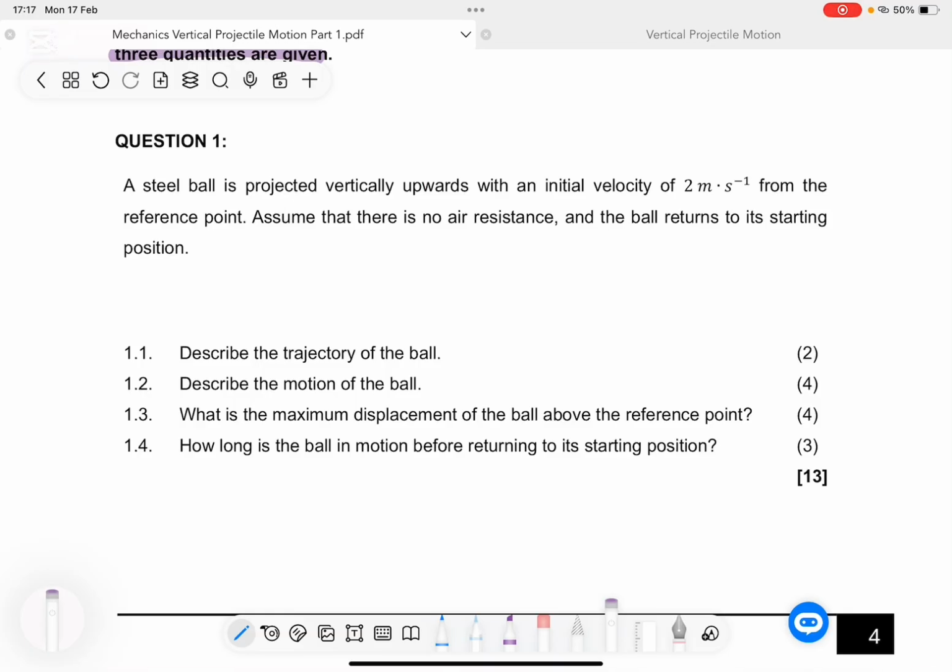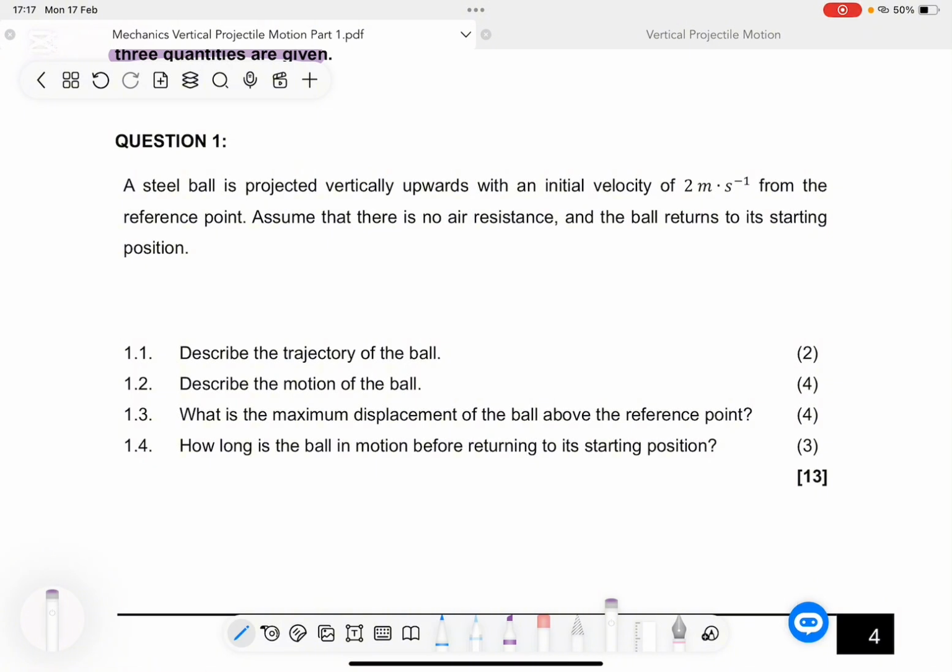Our topic of mechanics, vertical projectile motion, is going to be broken into two parts. This part that I'm doing now is still part of lesson 1, where we are going to look at different questions of how to solve VPM problems. The second part of vertical projectile motion will be comprised of looking at vertical projectile motion graphs.